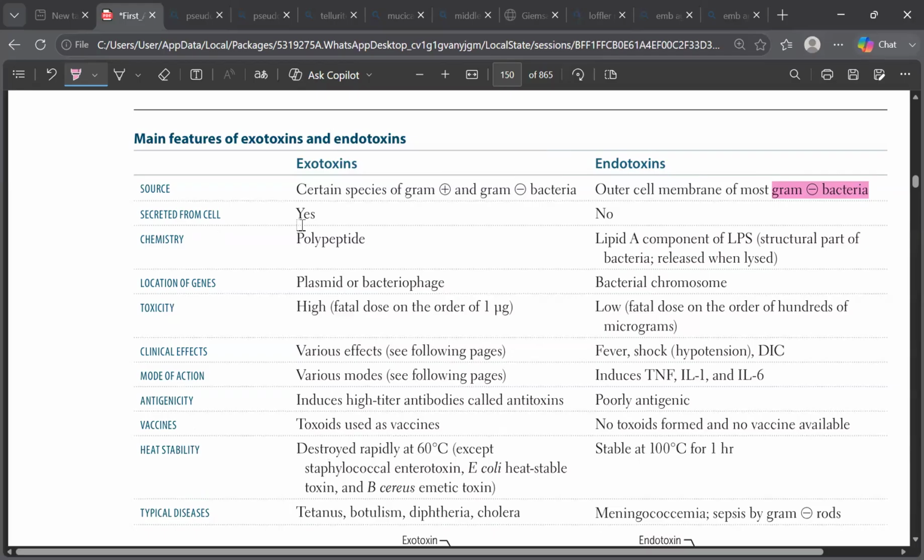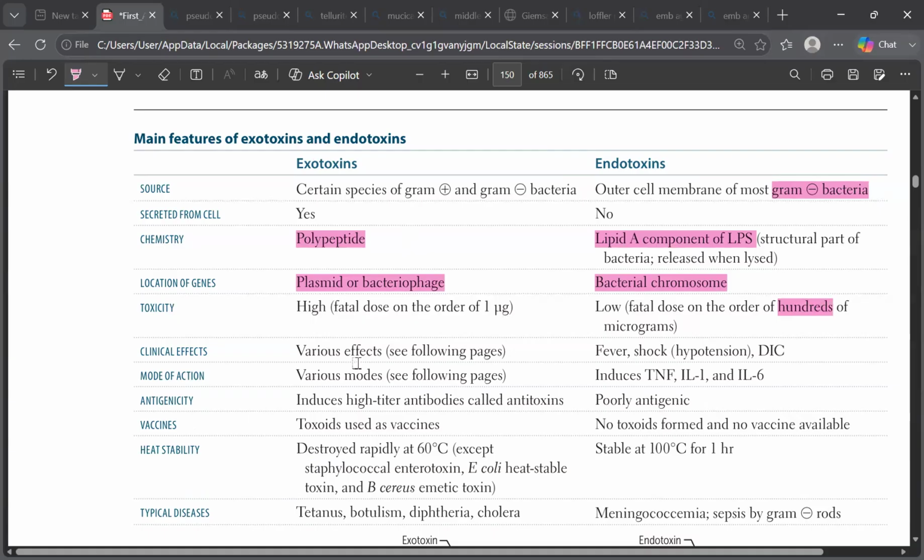There are exotoxins secreted from cells and endotoxins are not. Exotoxins are composed of polypeptides and endotoxins are comprised of lipid A component of LPS, and it is released when lysed because it is a structural part of bacteria. The location of genes for exotoxins is in the plasmid or bacteriophage, and endotoxins location of genes is in the bacterial chromosome because an endotoxin is basically a part of the bacteria. Toxicity is high, fatal dose on the order of 1 microgram. Exotoxins are highly fatal, endotoxins are low, fatal dose on order of hundreds of micrograms.